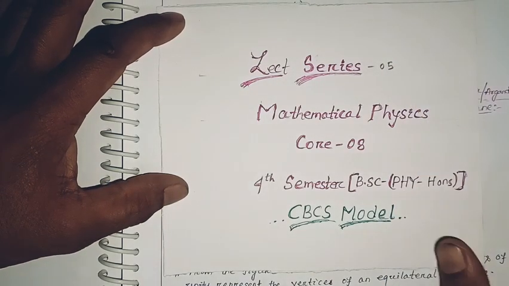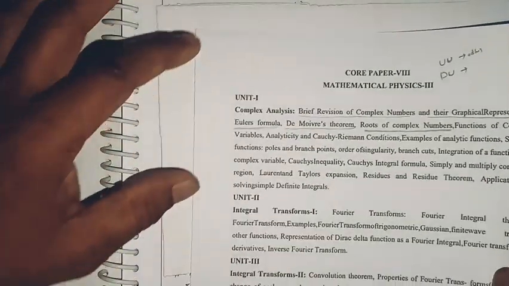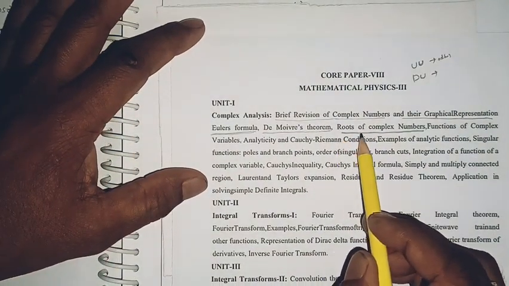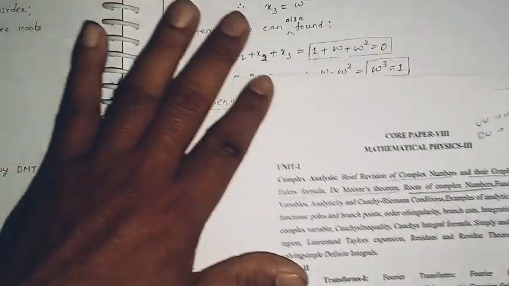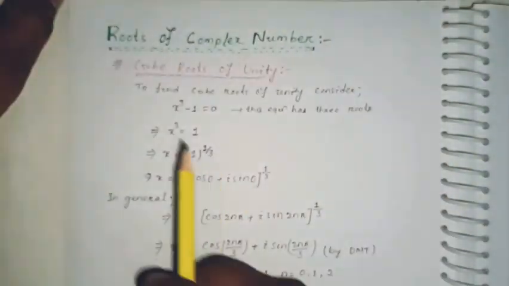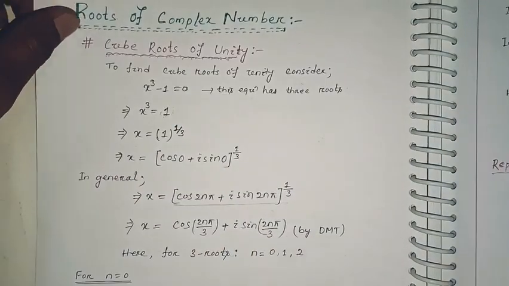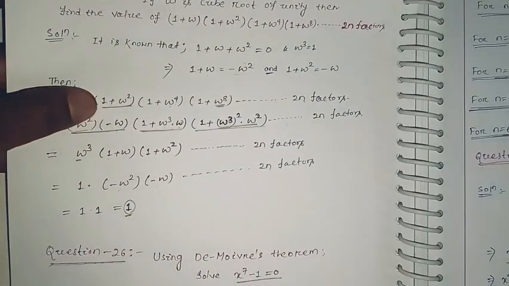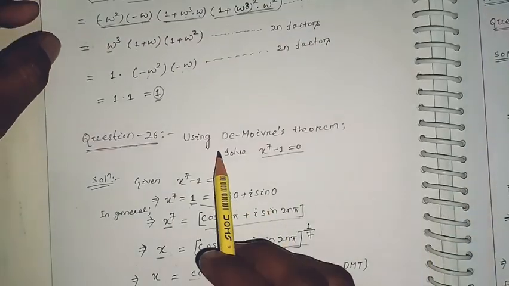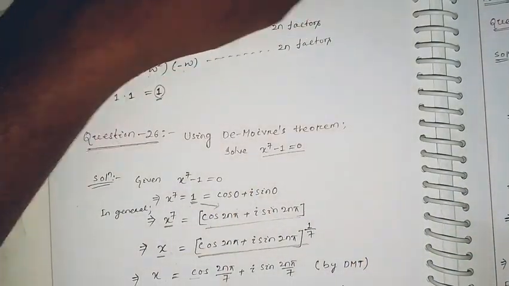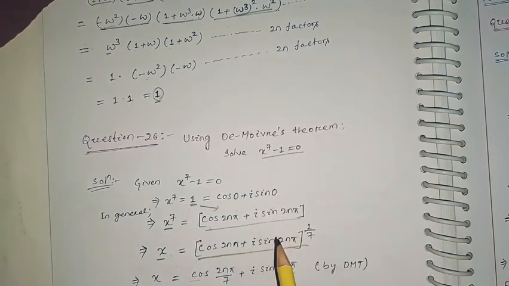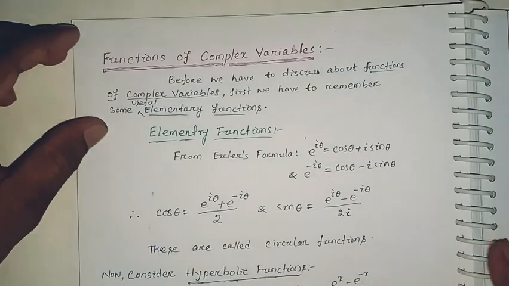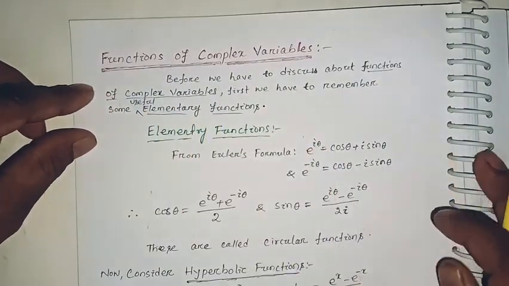In our last lecture we discussed in detail the roots of complex numbers. Last class we discussed cube roots of unity, corresponding numericals, and using De Moivre's theorem we evaluated roots of various equations. In this class we are going to discuss functions of complex variables. Okay, so let's start.